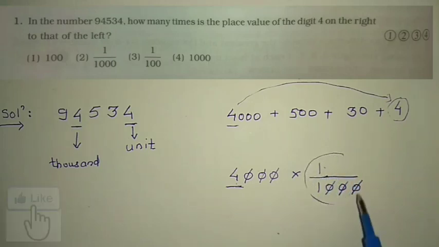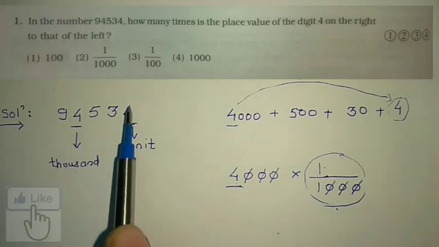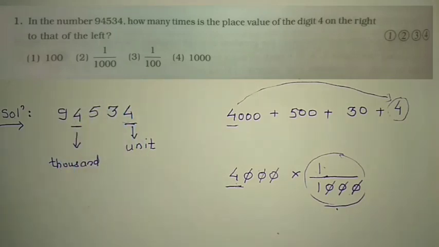How many times? 1 divided by 1000 times the place value of digit 4 on the right side to that on the left. So our answer is 1 divided by 1000. Check whether this option is given in the question. If you see, the second option is 1 divided by 1000.